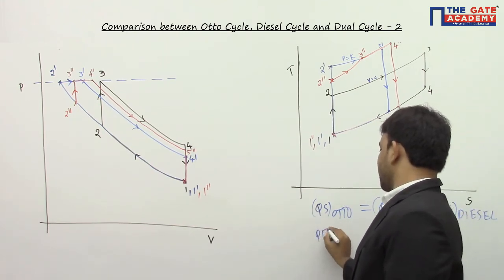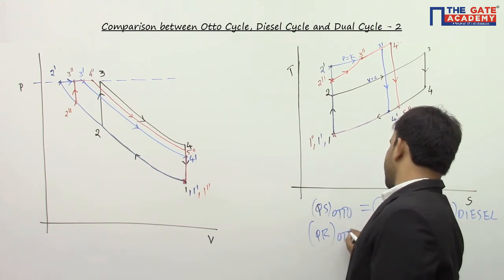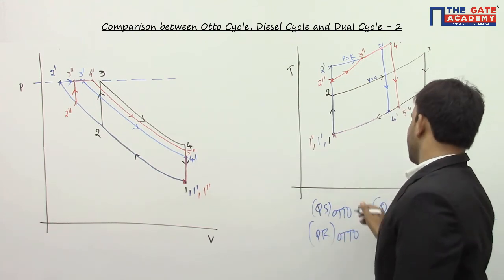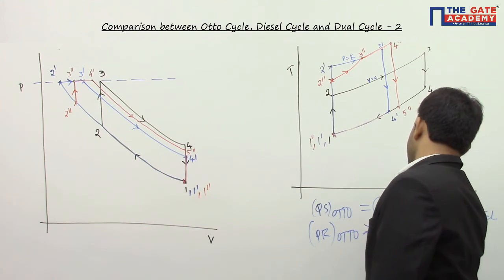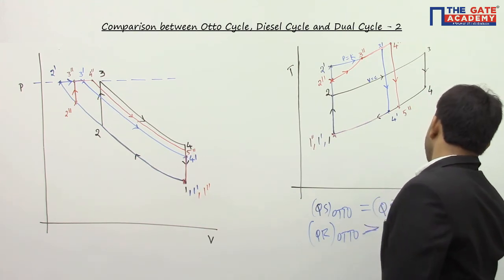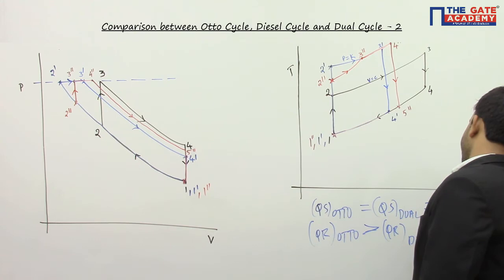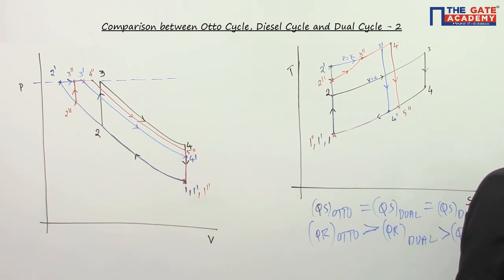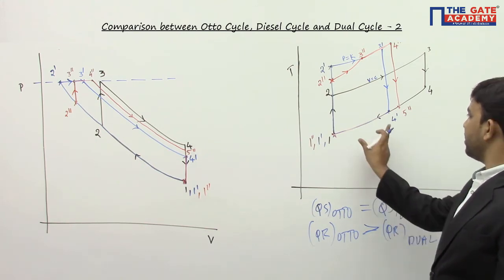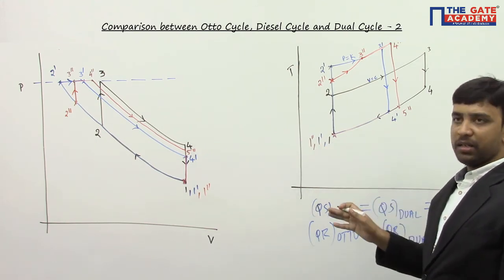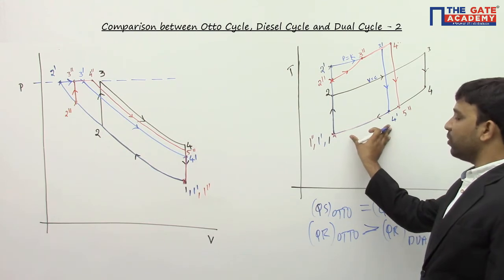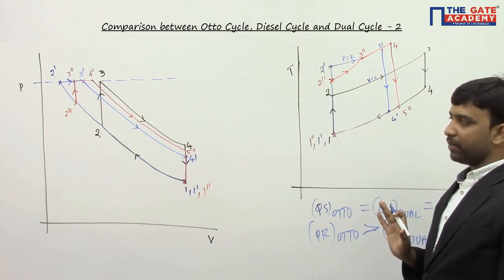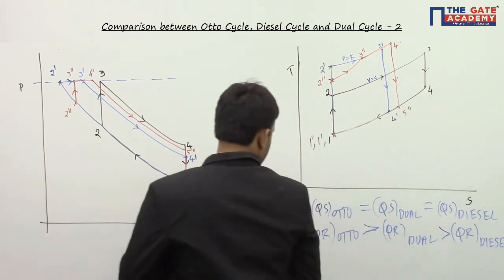Heat rejected in the Otto cycle, that is 4, 1, is more than heat rejected in the dual cycle, that is 5 double dash, 1 double dash, which is more than heat rejected in the diesel cycle. I can say the area under the curve 4 dash, 1 dash is the least. So this is the least amount of heat rejected.